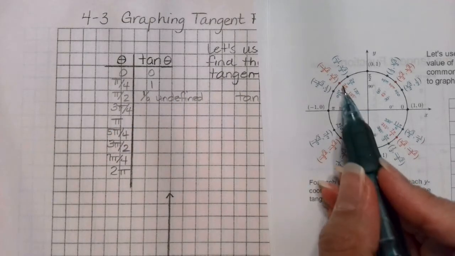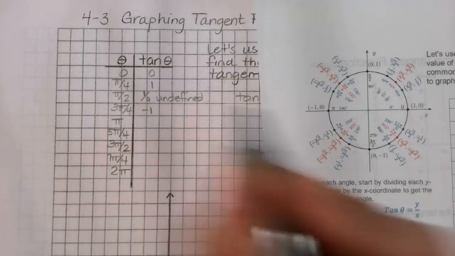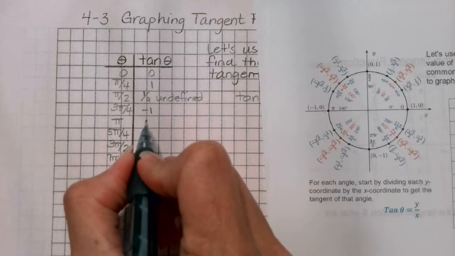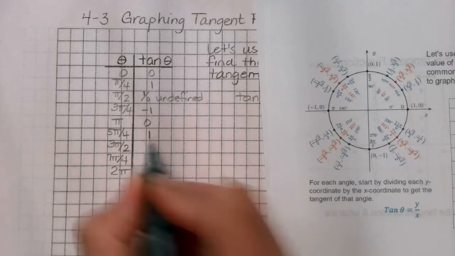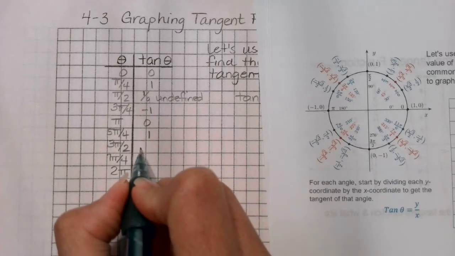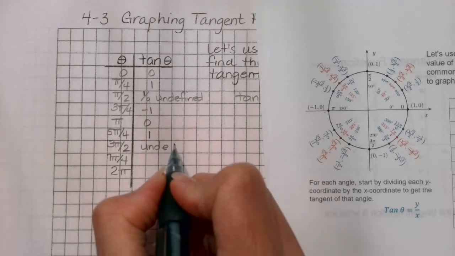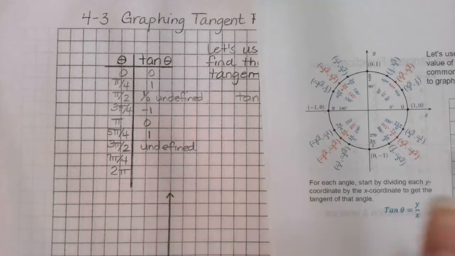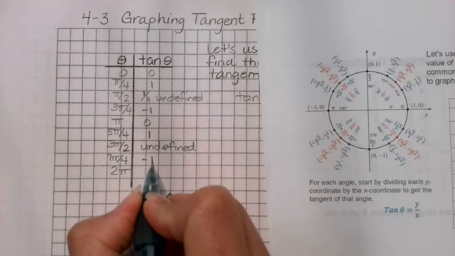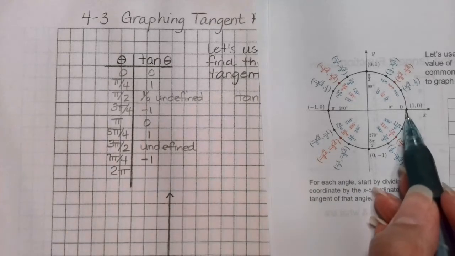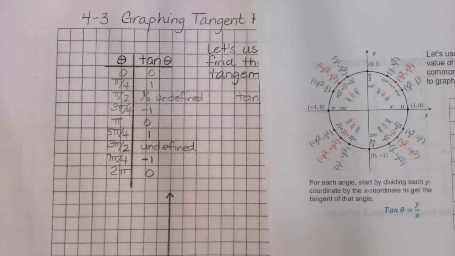At 3 pi over 4, they're identical, opposite in sign, so it'll be -1. Pi, 0. 5 pi over 4 will be a 1. 3 pi over 2, again, it's going to be undefined. 7 pi over 4, identical, opposite in sign, so -1. And we rotate right back to 2 pi, 0 divided by 1 is a 0.